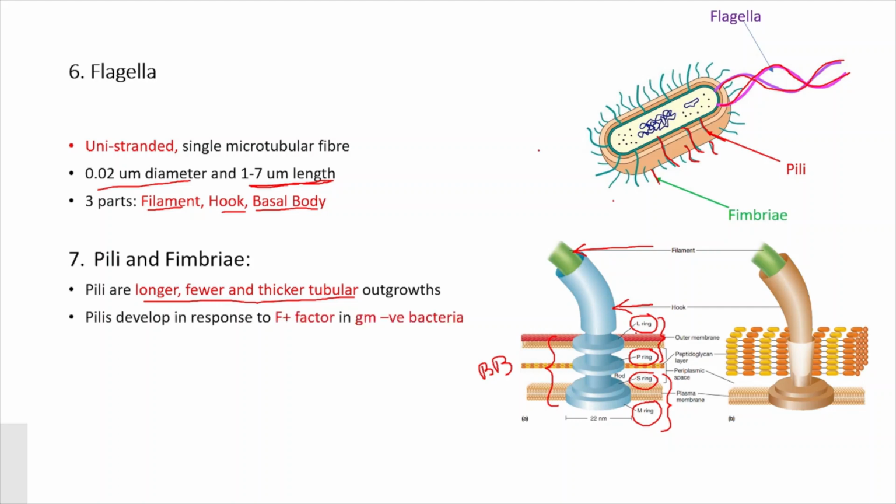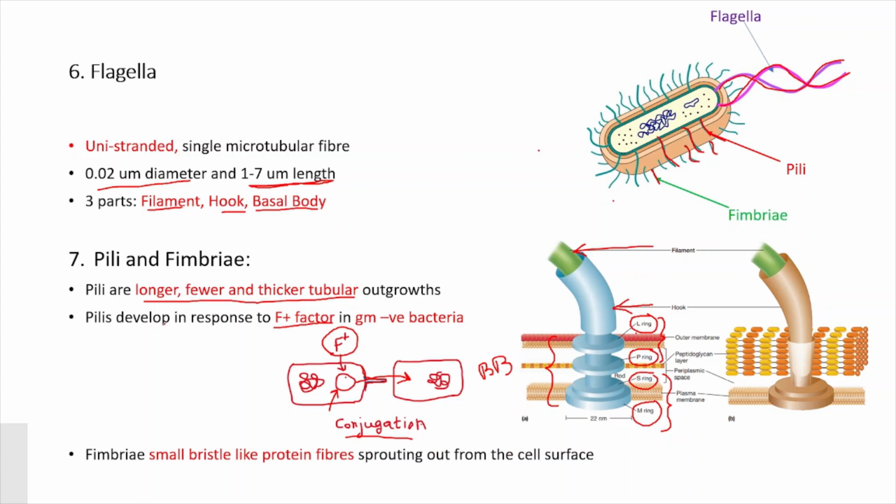Another difference is that pili develop in response to the F plus factor in gram negative bacteria. What happens here? We will discuss it later on, but this is the process of conjugation, where a bacterial cell has a plasmid which carries the fertility factor, or F factor. Such bacterial cells are called donors, and the recipient bacterial cells do not contain any F plasmid. The donor bacterial cell develops a pilus and transfers the F plasmid into the recipient bacterial cell. This process is called conjugation.